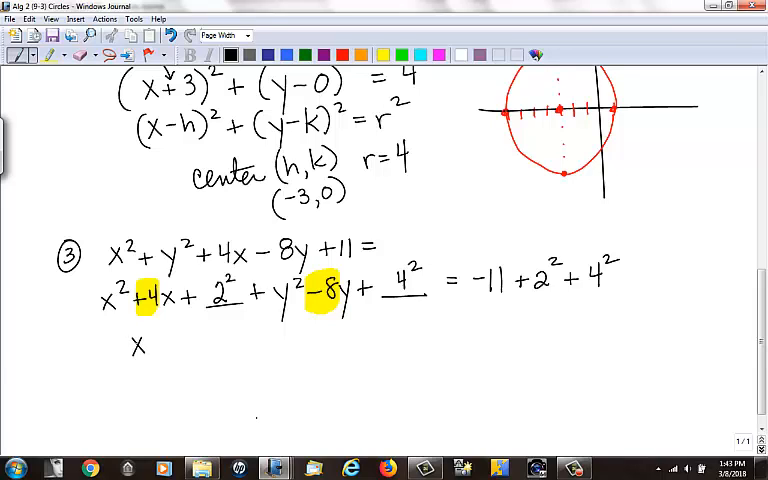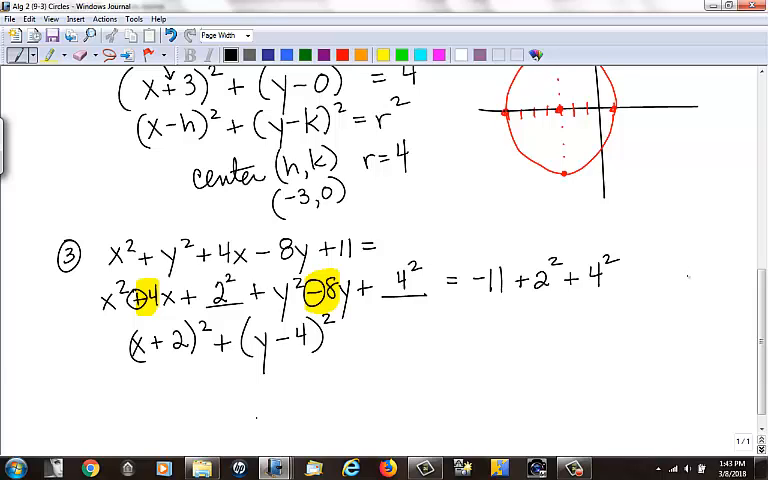X squared is a perfect square of x. 2 squared is a perfect square of 2. This tells you the sign inside is plus. So it's x plus 2 quantity squared, plus y squared is a perfect square of y. 4 squared is a perfect square of 4. This tells you the sign inside is minus. So it's y minus 4 quantity squared.